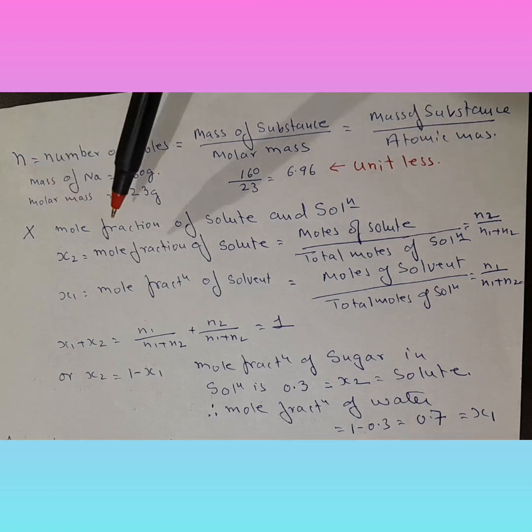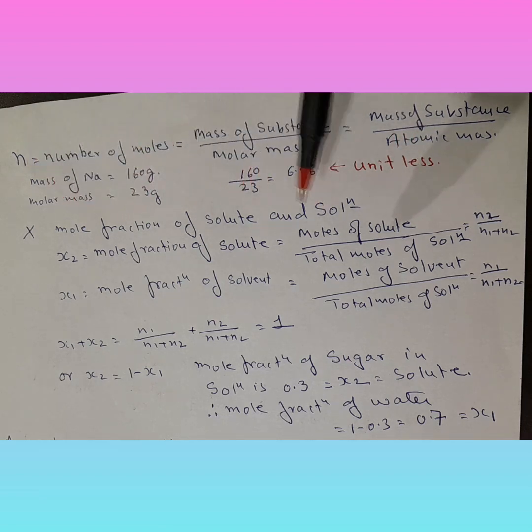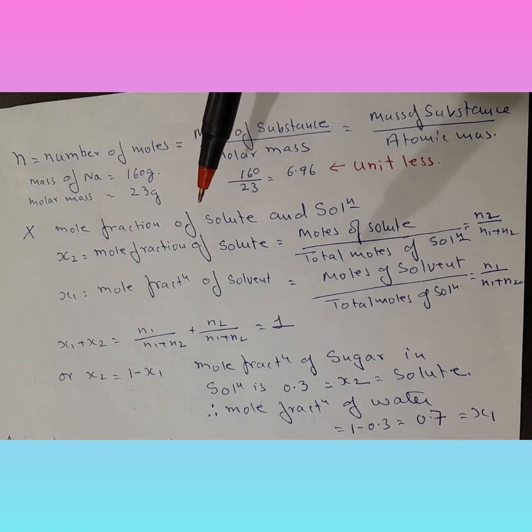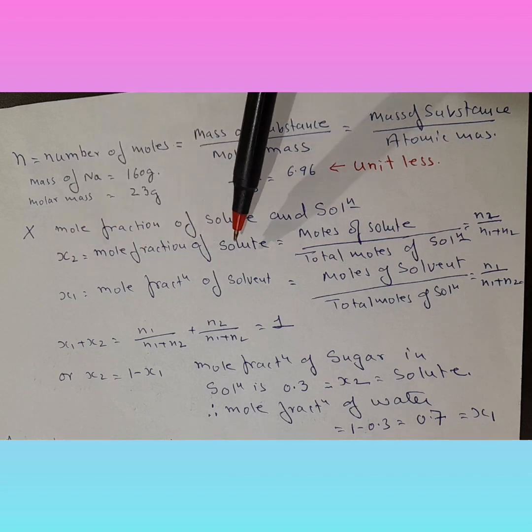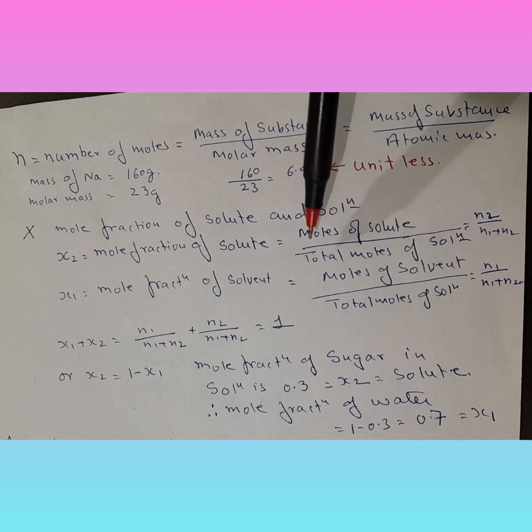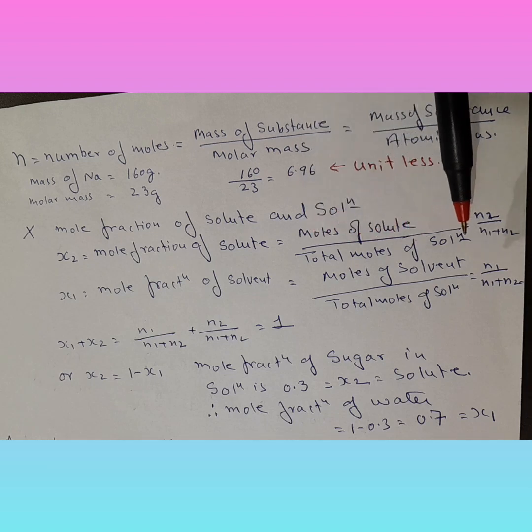Now let's talk about mole fraction of solute and solution. Suppose I have given you a sugar solution. So it has got solute, which is sugar, and solvent, which is water, and the mixture is solution. Always keep in mind that number 2 whenever we put it in is always for solute. So x2, mole fraction of solute, is equal to moles of solute divided by total moles of solution.